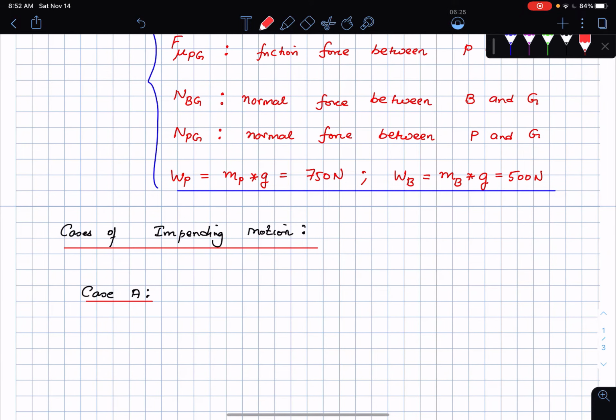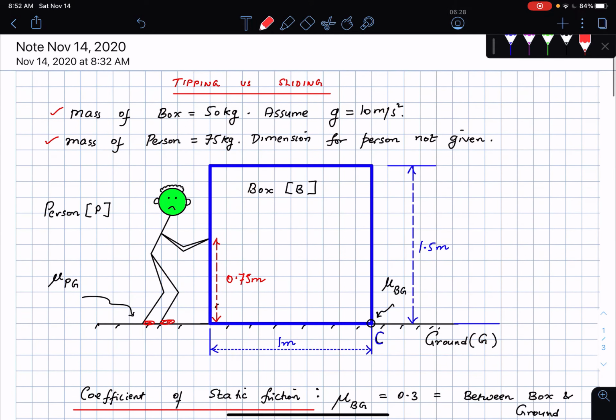This case is very simple. Okay, let me list all the cases first of all. In case A, as the person pushes on the box, the box slides, and the person does not move. The second case is that as the person pushes on the box, it is quite possible that the box does not move but the person slides. Then the third thing that can happen is that as the person pushes on the box, the box will start tipping by contacting the corner point instead of sliding. Okay, it will tip before it starts sliding.